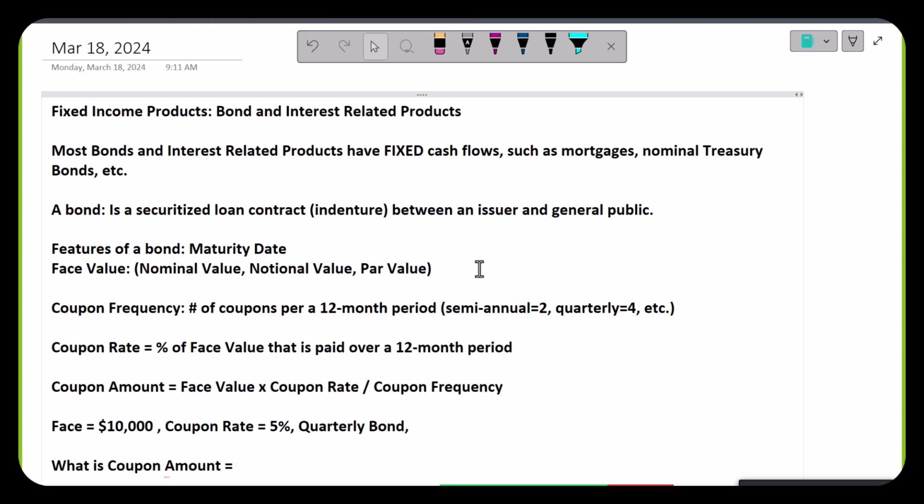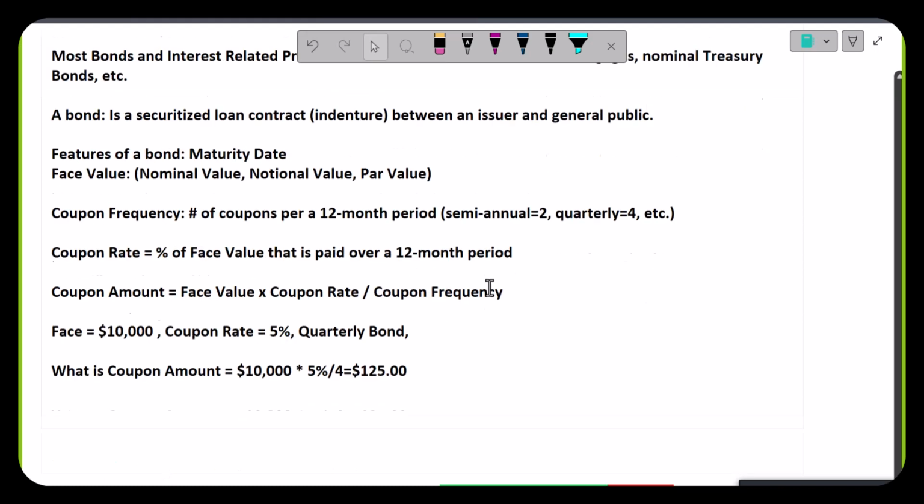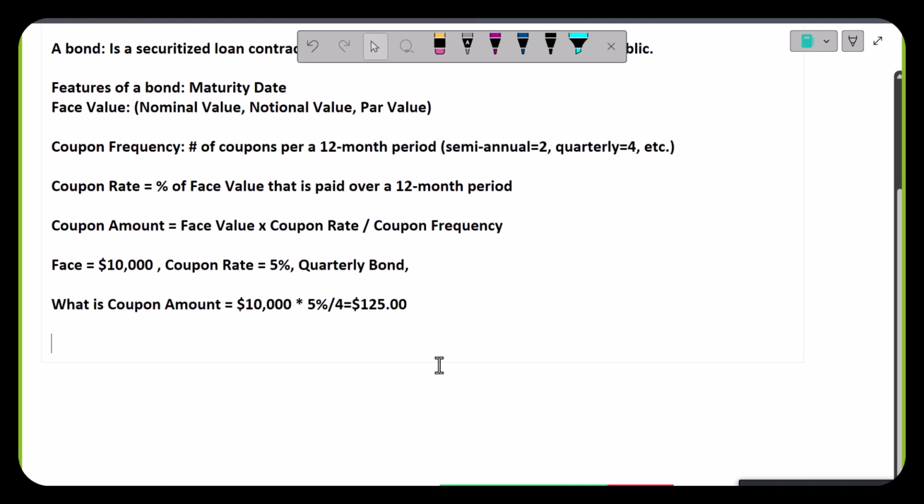That is not a complicated question. Just because it's easy. Clayton? It's 125. $10,000 face value times 5% coupon rate divided by 4, since it's quarterly. Right? Now, those numbers are important because it's going to determine what sort of cash flow you're going to get from this bond.